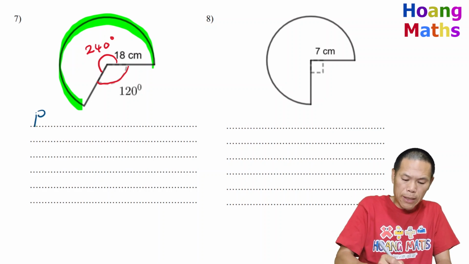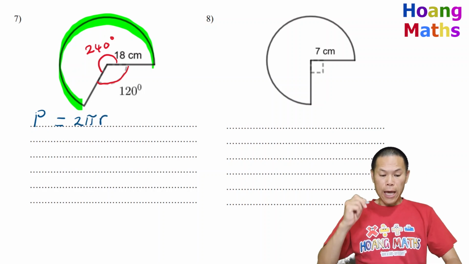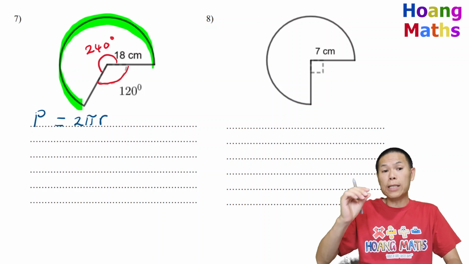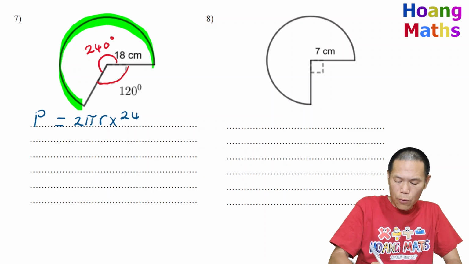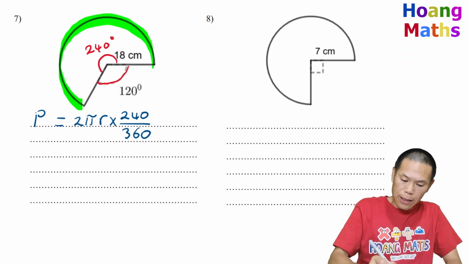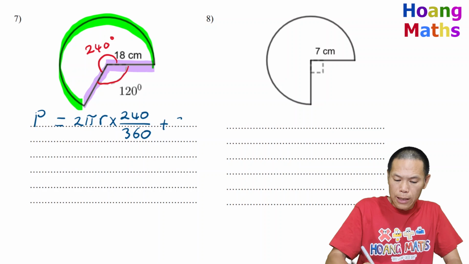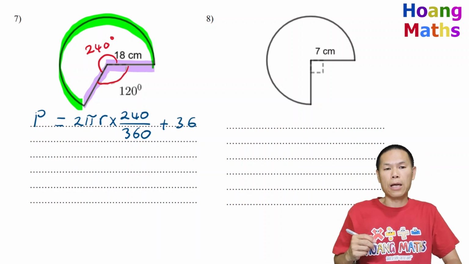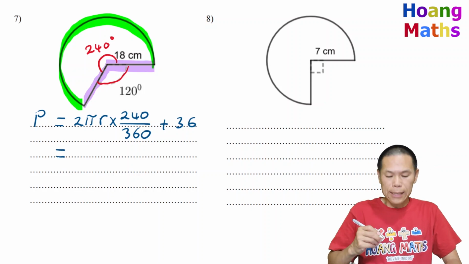So let me just write perimeter is 2 pi times the radius, and then we need to times 240 degrees out of 360 degrees. So we times 240 out of 360. That will give us the length of the major arc. So don't forget, we need to add this length as well. So that is 18 plus 18. So we just go plus 36 if you wish, or 2 times 18. Doesn't matter. Okay, so now we just substitute the radius with 18 centimeters.